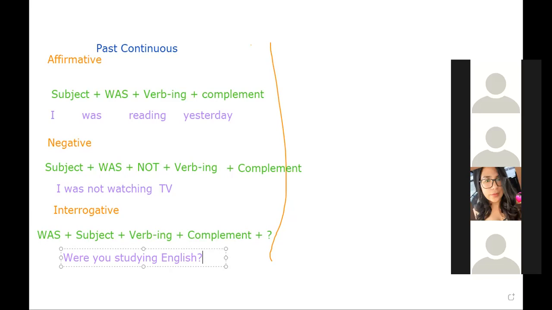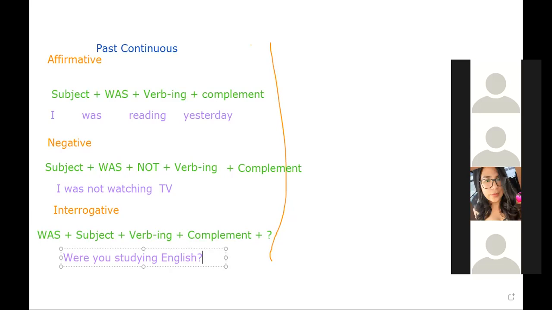Those WH questions, we are going to place before the auxiliary verb. In this case, the verb to be in past. We have two different forms for the verb to be, that is was and were. When do we use was and when do we use were? We use were for second person, and also with third person plural. If we talk about more than one person, we are going to use were. If we talk about just one, we are going to be using was.